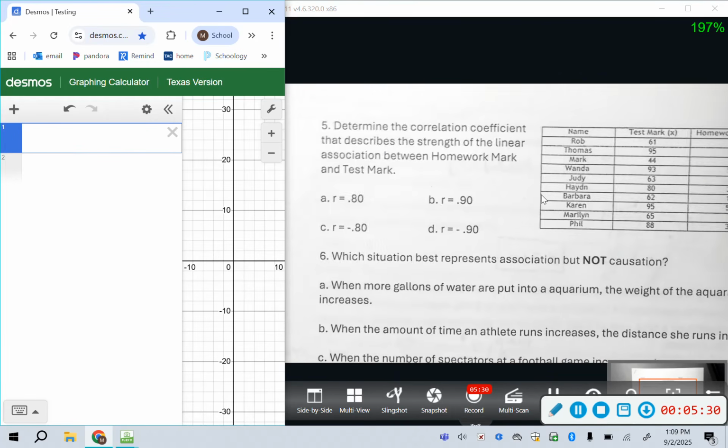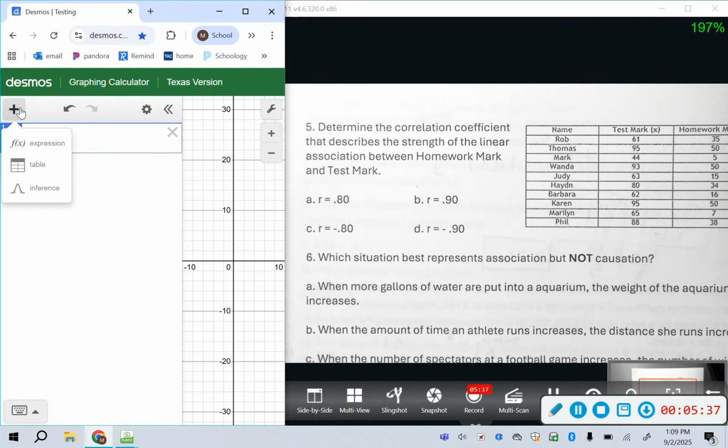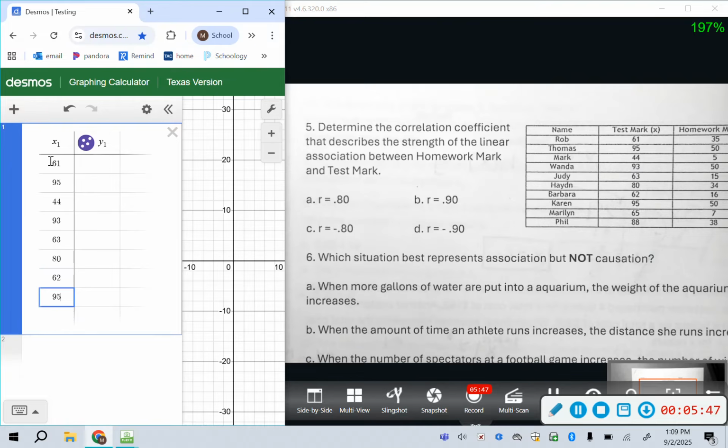Okay, number 5 says determine the correlation coefficient, which is our R. And anytime we're talking about correlation coefficient, we're talking about a scatter plot. So we're going to do a plus sign table, and we have to type every single point in there. So 61. Ooh, 8. And then double check your points because you never know.